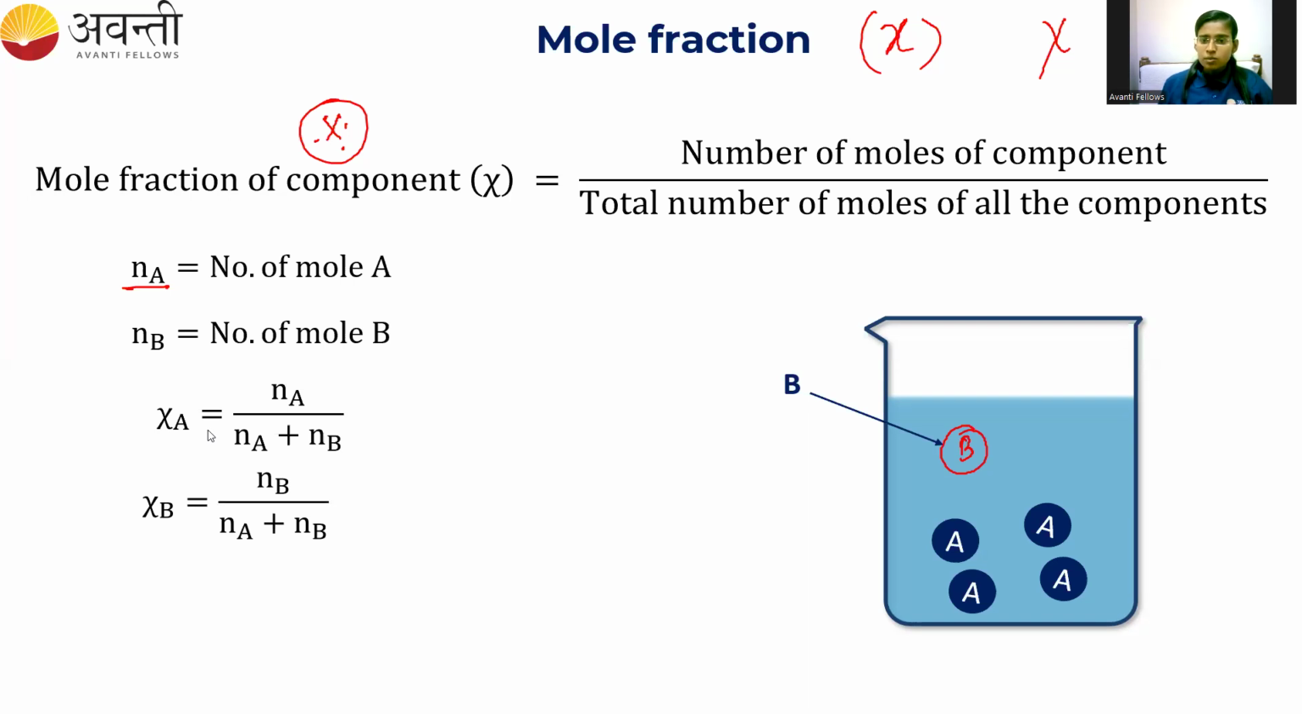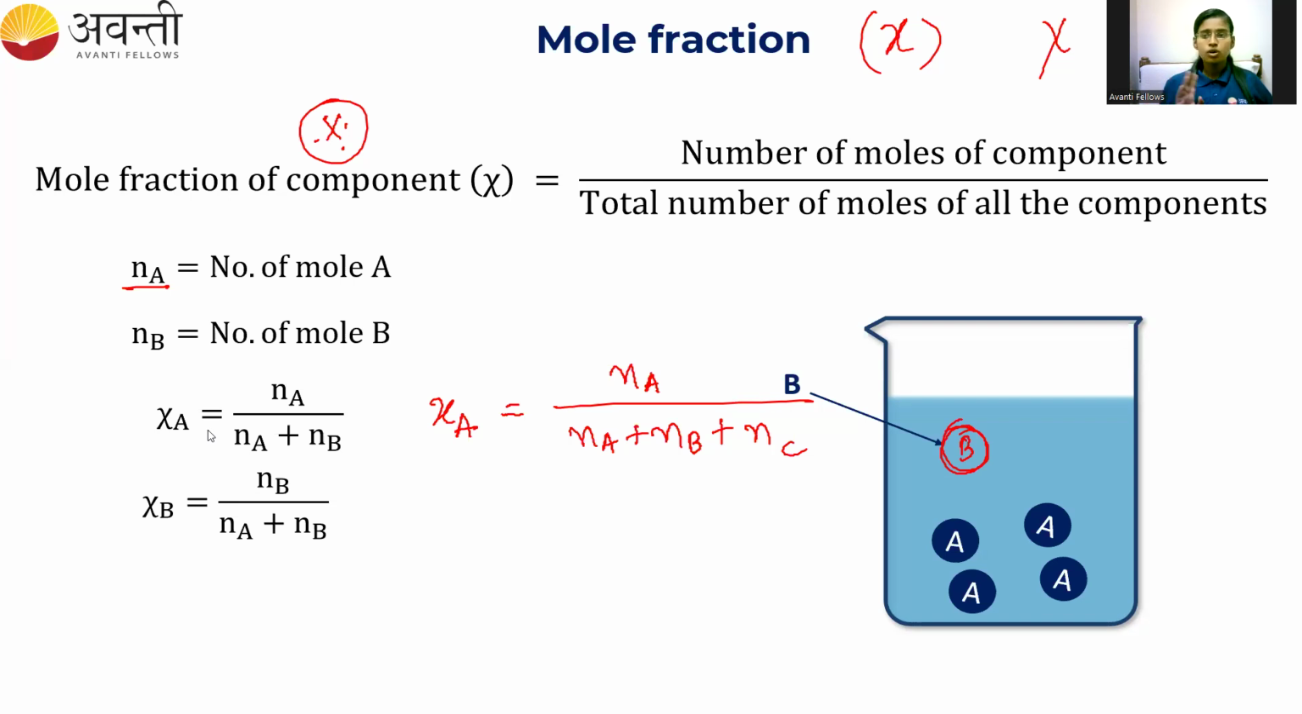I am finding out the mole fraction of B alone inside this container. To find out that, take the number of moles of that component divided by total number of moles. I may have 3 components also. If I am having 3 components, then to find out the mole fraction of A, XA is equal to NA divided by NA plus NB plus NC. Are you getting my point? So to find out the mole fraction of any component, take that component divided by total components. That's all. Very easy.